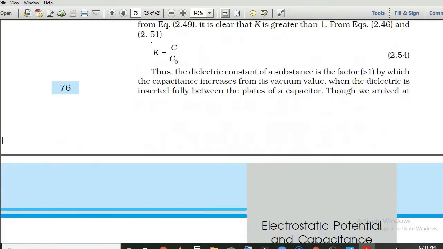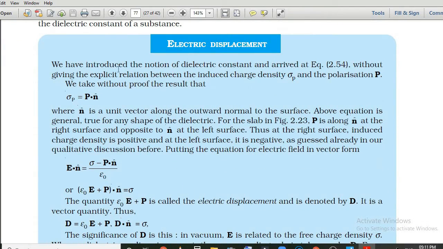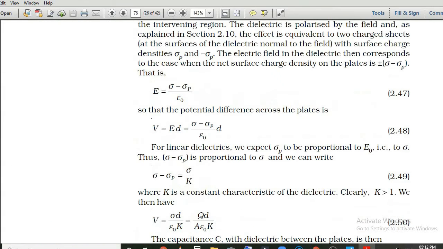Now we are going to discuss the section given in the box, that is electric displacement. This is a dot product. P dot n means P n cos theta, n cap. This n cap is a unit vector only. There is no value for it. I may just write sigma p is equal to p, but only for representing the direction there is this unit vector n cap.